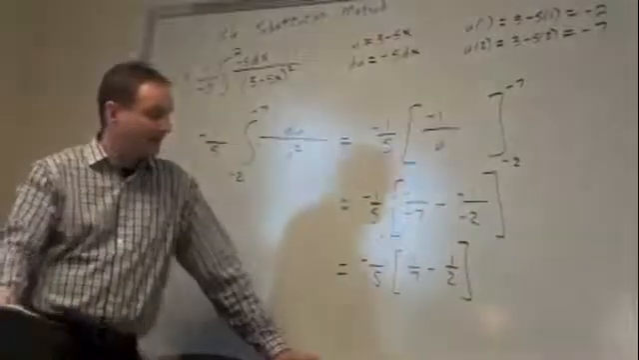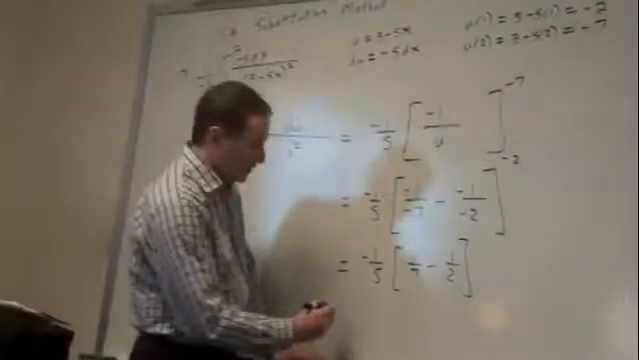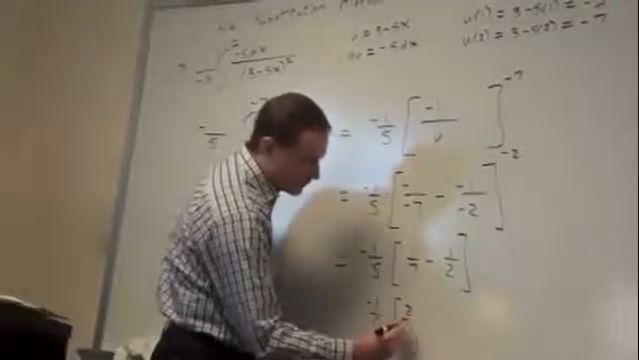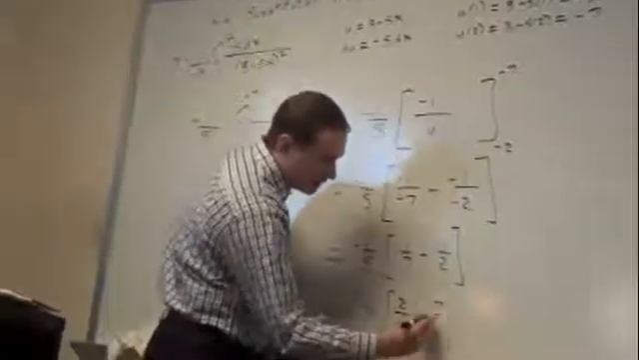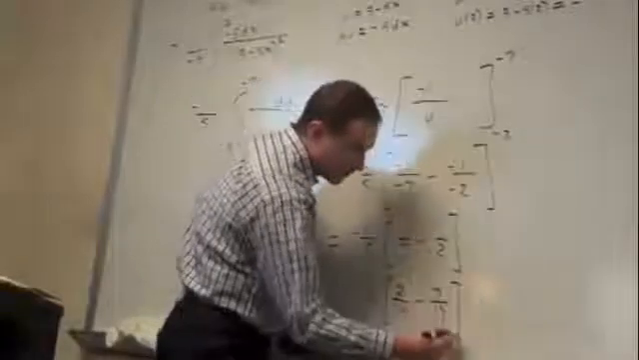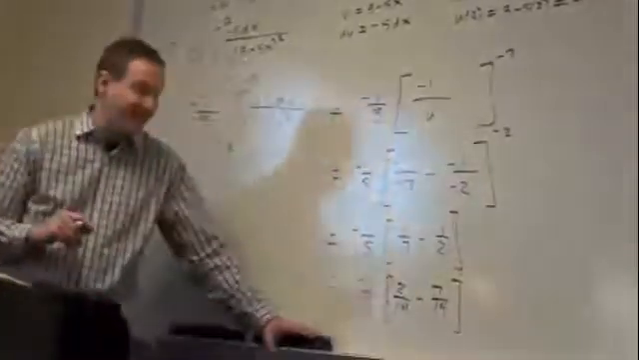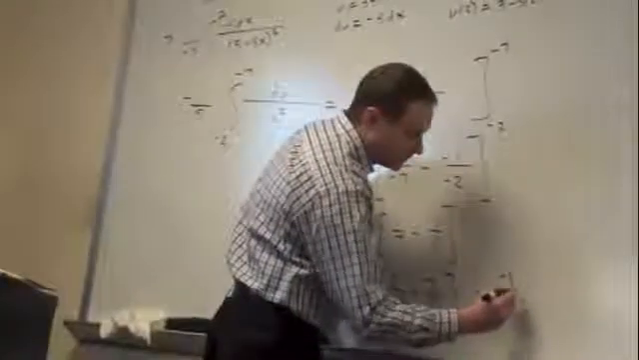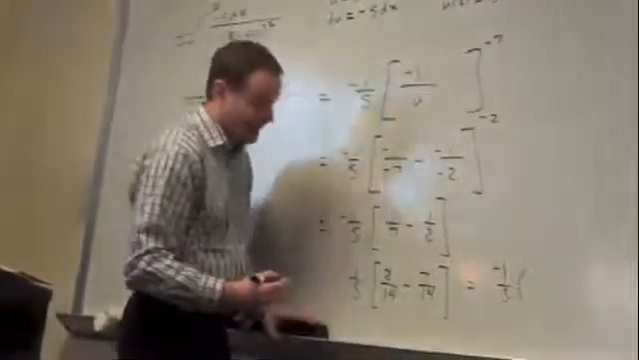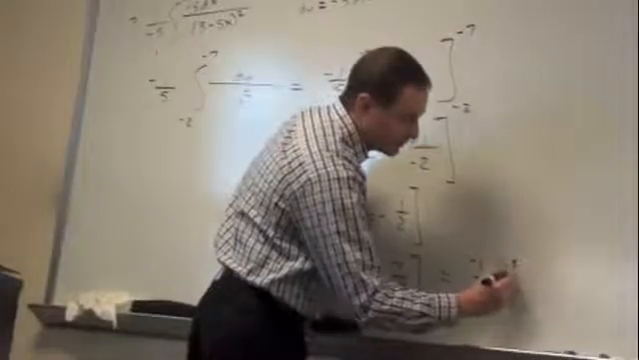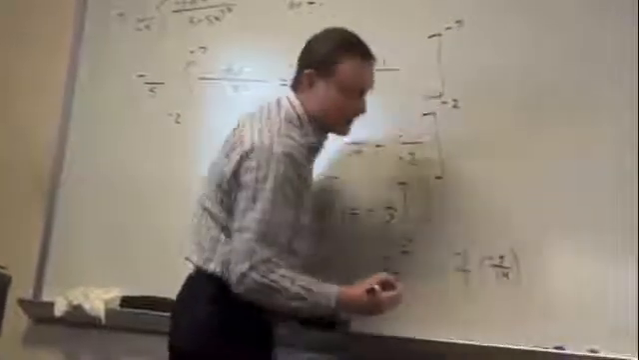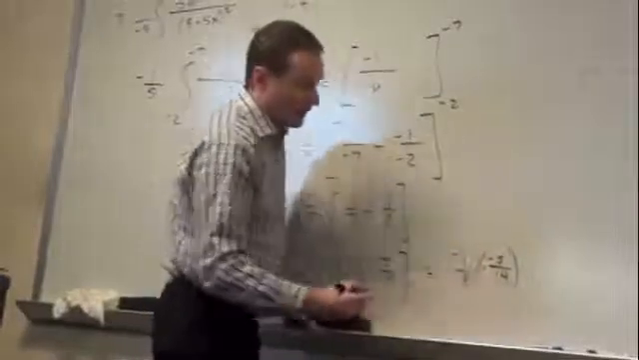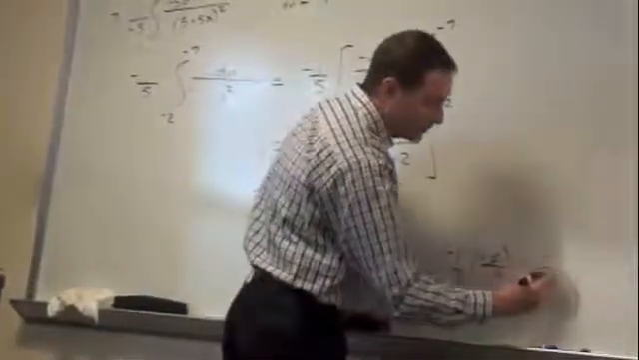Common denominator on the inside of 14, I would have this is negative 1/5 times 2 over 14 minus 7 over 14. Gives me inside is negative 5 over 14. I'd have negative 1/5 times negative 5 over 14. A negative times a negative is a positive. The 5's eliminate. I get a positive 1/14.